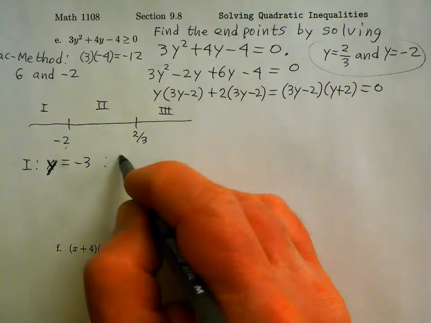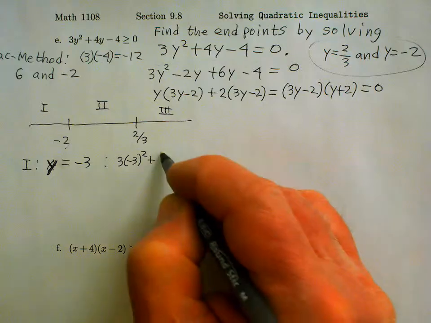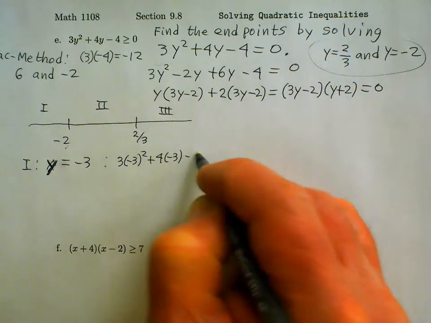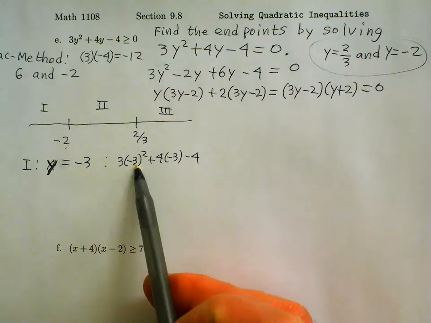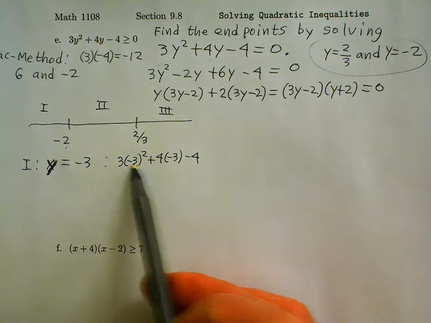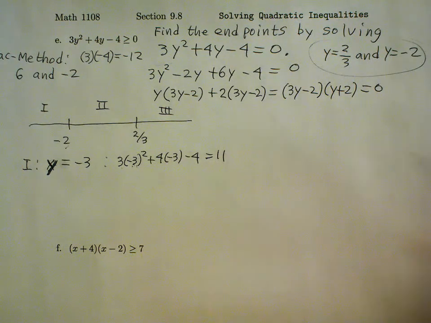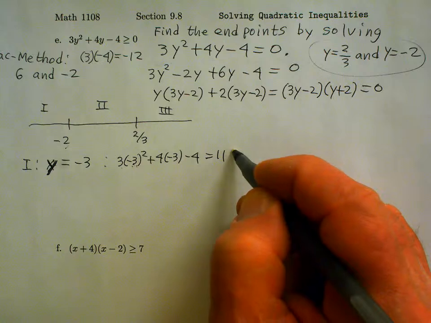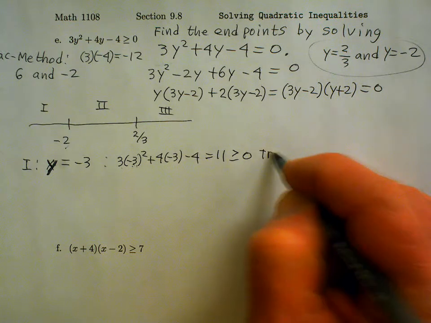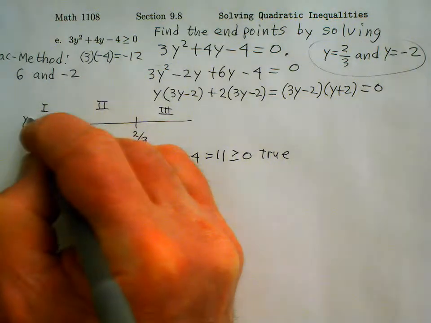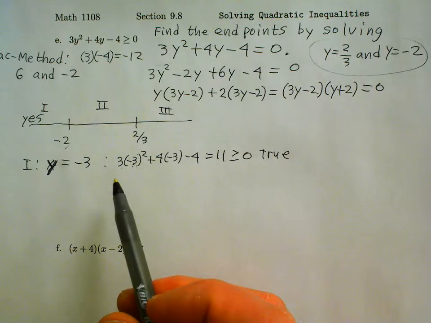And then in the inequality, 3 times the number -3 squared plus 4 times -3 minus 4. The number -3 squared is 9. 3 times 9 is 27. 27 minus 12 is 15. 15 minus 4 is 11. The inequality is greater than or equal to 0. 11 greater than or equal to 0 is true. So all of the numbers from -infinity to -2 are solutions.